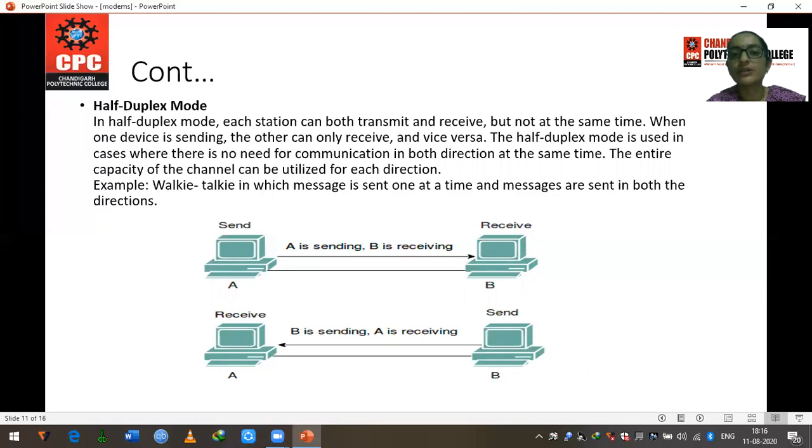For example, a walkie-talkie, in which messages are sent one at a time, and messages can be sent in both directions. You are able to see on the figure that A is a sender, then B is a receiver. If B is a sender, then A will be a receiver.